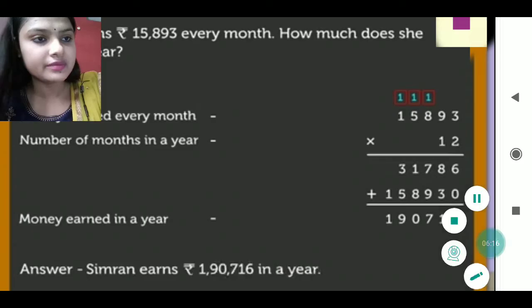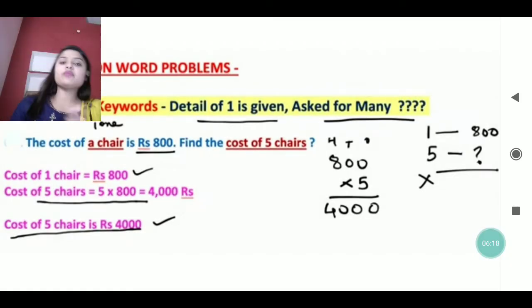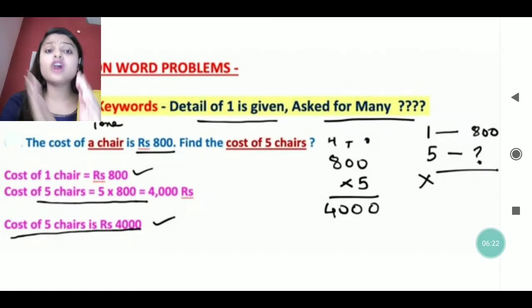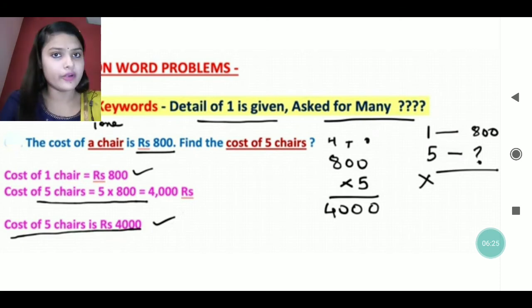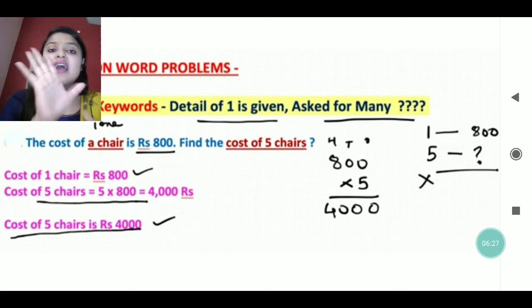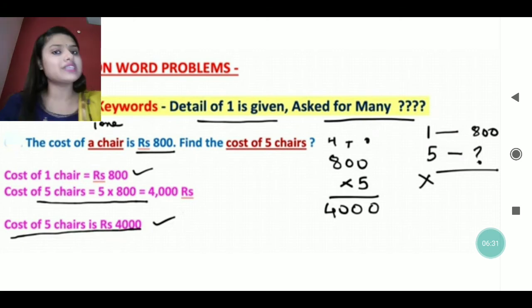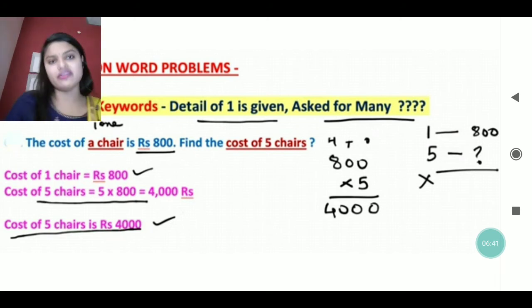One more example. In this example also you can see, my dear students, it is written here that the cost of a chair is 800 rupees. Find the cost of 5 such chairs. So first we will write cost of one chair, or cost of a chair. Then we will write number of chairs, or cost of 5 chairs. We will multiply both the numbers. 800 into 5 we will do.